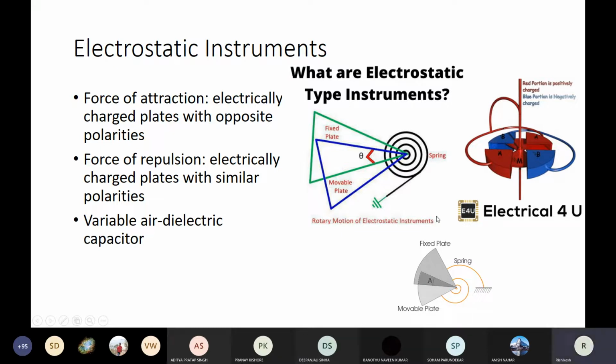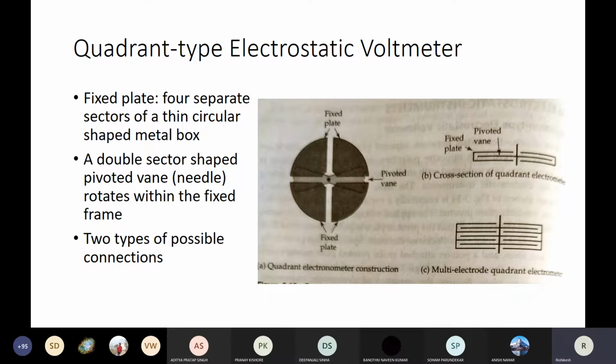Once you remove the voltage supplied to these plates, the spring will bring the plate back to the original position. So one can treat this type of instrument as a variable air dielectric capacitor, right? Why? Because the region within the overlapping area consists of air as a dielectric medium, and it is variable because the area of overlap changes depending on the angle of rotation.